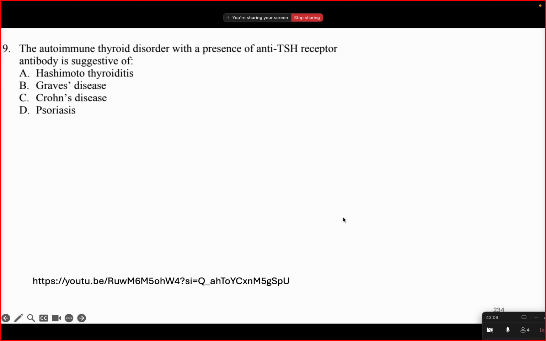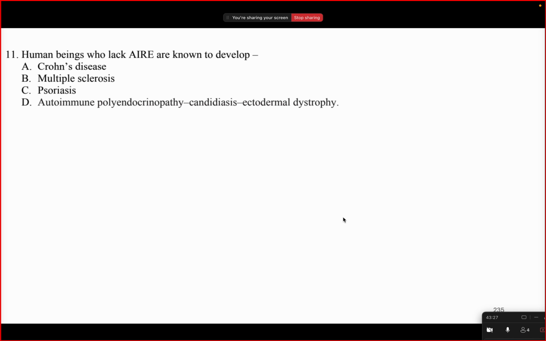The autoimmune thyroid disorder with the presence of anti-TSH receptor antibodies is suggestive of Hashimoto's, Graves', Crohn's, or psoriasis. The correct answer is Graves' disease.